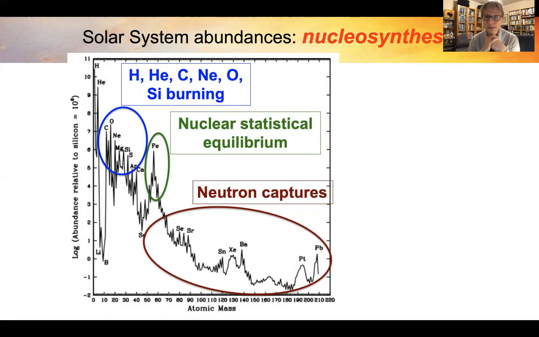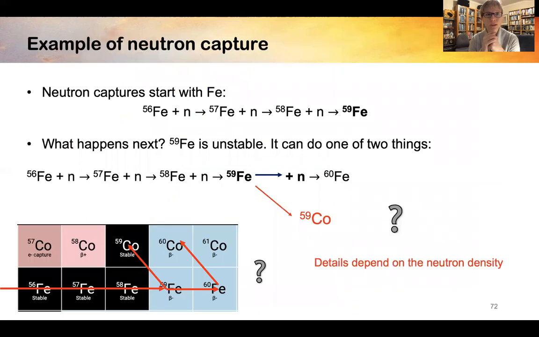Now, we want to understand where these peaks come from. We also want to understand the general shape of the production of elements heavier than iron. So we want to understand the origin of these solar system abundances. So let's just start at the beginning. How do neutron captures work?